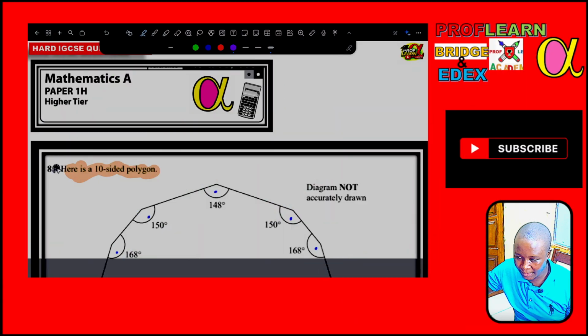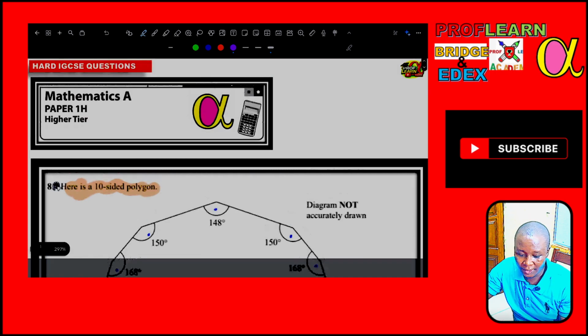Let's dive in so that we can get started and see what you are supposed to do whenever you see such kind of questions in paper 1H.